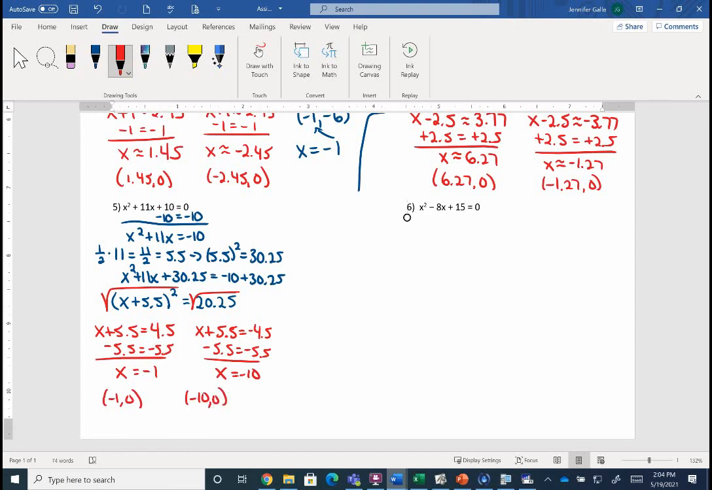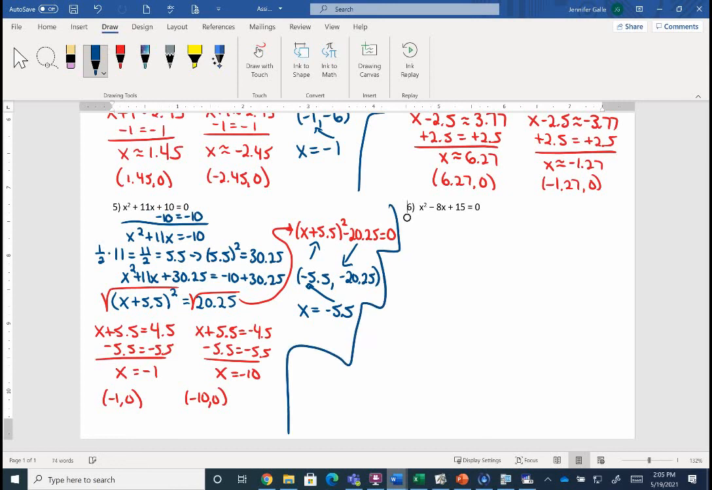Then if we wanted our vertex and axis of symmetry, if we were graphing, we would go ahead and move the 20.25 back over to the left side. The plus 5.5, we're going to go left, 5.5. Minus 20.25, we're going to go down. Axis of symmetry is the x value at the vertex.